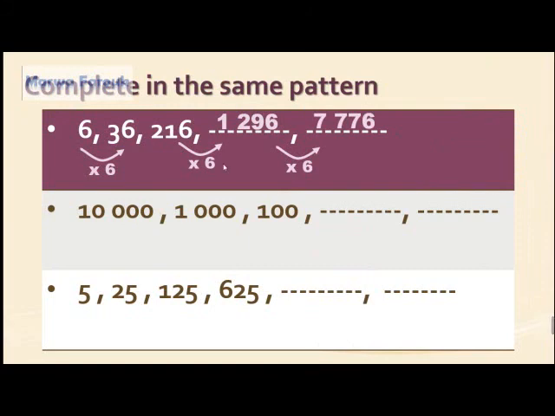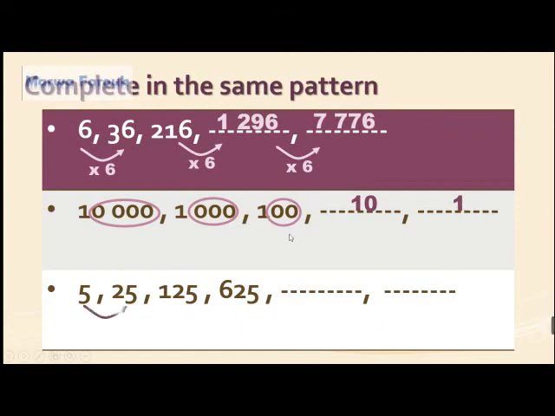We have here 10,000, 1,000, 100. What do we notice here? We have here 4 zeros, and here 3 zeros, and here 2 zeros. So the zeros here are going to decrease. Here 4, 3, 2. So the next will be 1 zero and then no zeros. So we got 1.